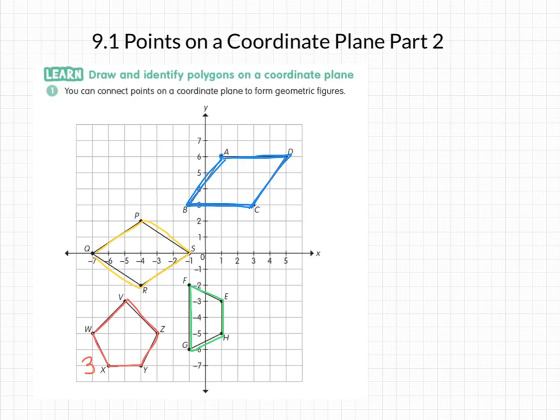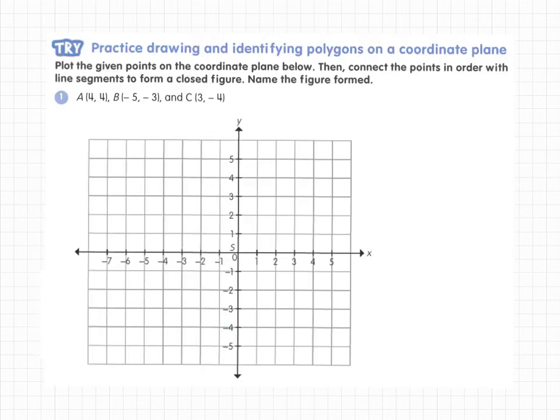Today you're going to be given some points and you're going to be asked to plot those points on a coordinate plane and then find what shape it makes when you connect the points together. Let's try this first one together. In this problem here, we're supposed to plot these 3 points and then we're supposed to say what the shape is. The first point is 4, 4.